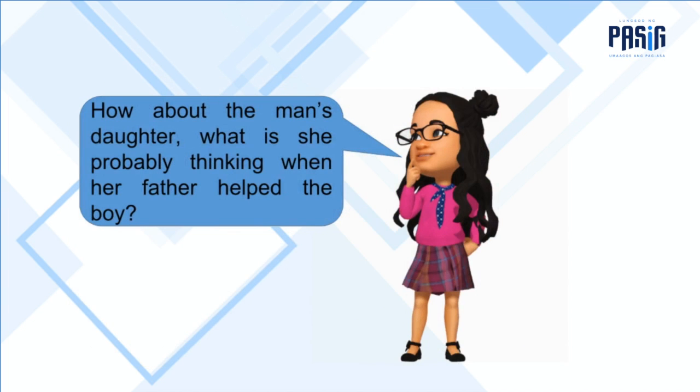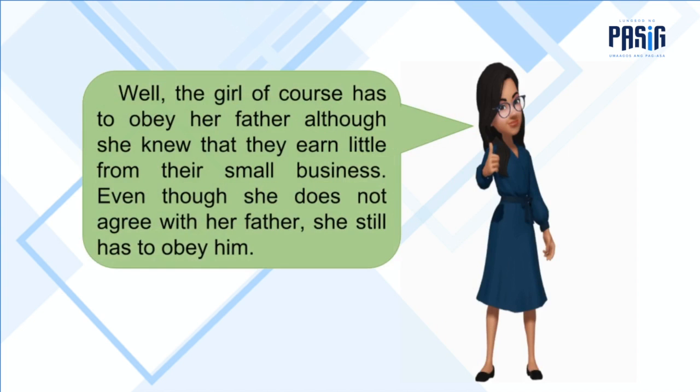How about the man's daughter? What is she probably thinking when her father helped the boy? Well, the girl of course has to obey her father, although she knew that they earn little from their small business. Even though she does not agree with her father, she still has to obey him.